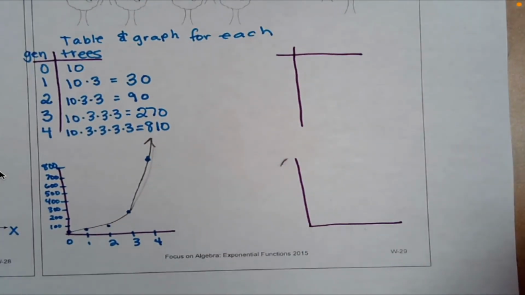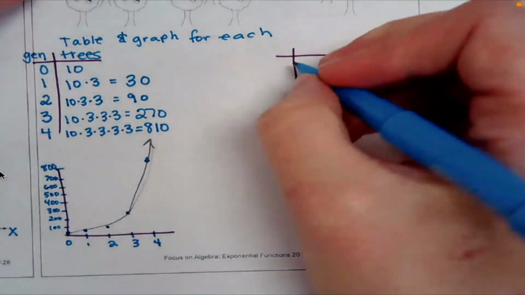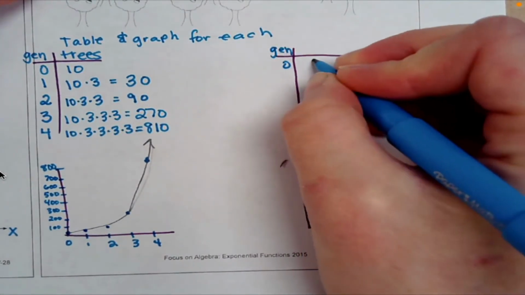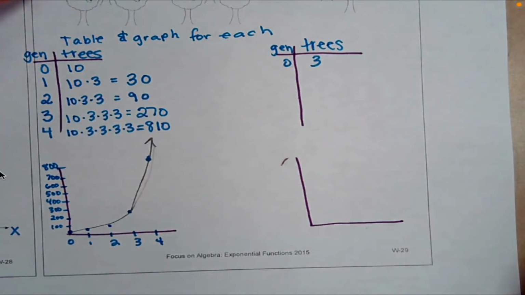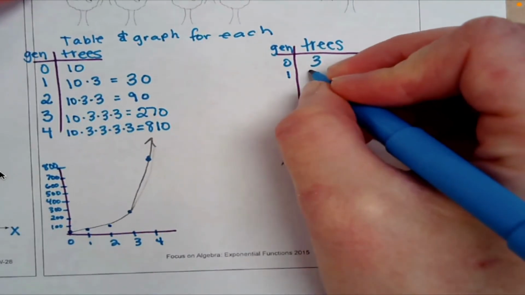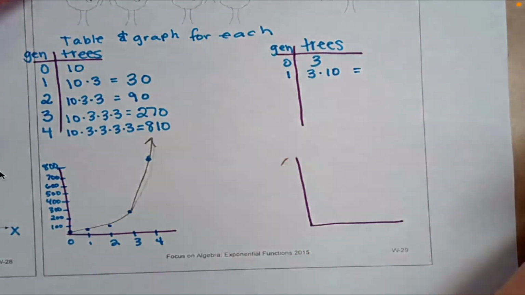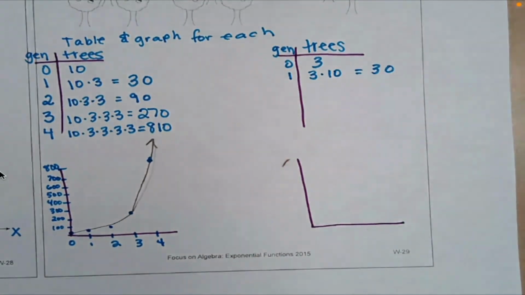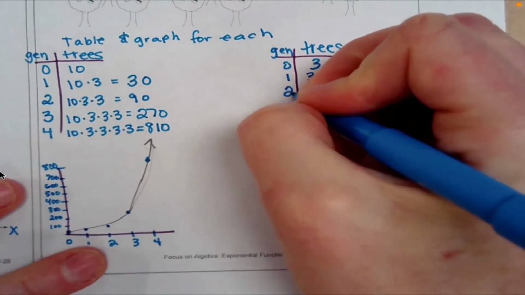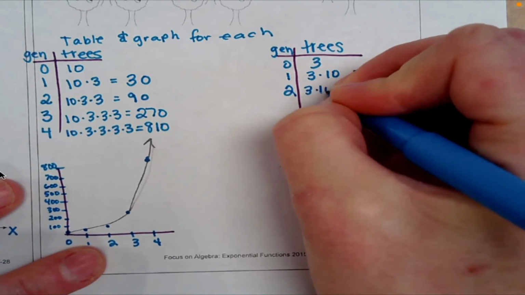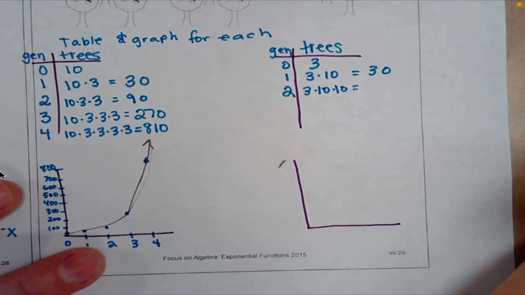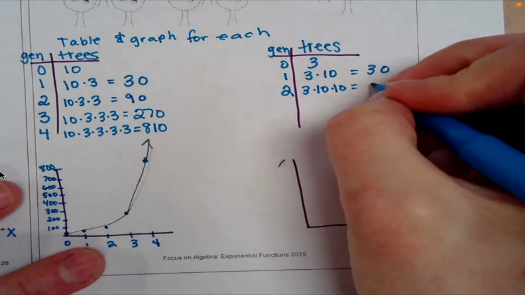Let's look at the other scenario. It says we are going to start with only 3. So the generation 0, we're going to start with 3 trees. And then it says we're going to multiply by 10 each generation. So generation 1, we're going to start with 3 and then multiply by 10, getting us 30. They're equal right now, right? They're the same. We're even. The next generation, we're still multiplying by 10 each generation. So 3 times 10 times 10. So whatever we had before times 10. 300.